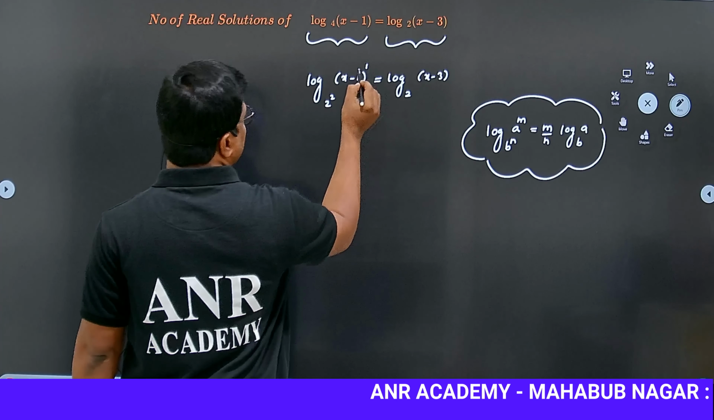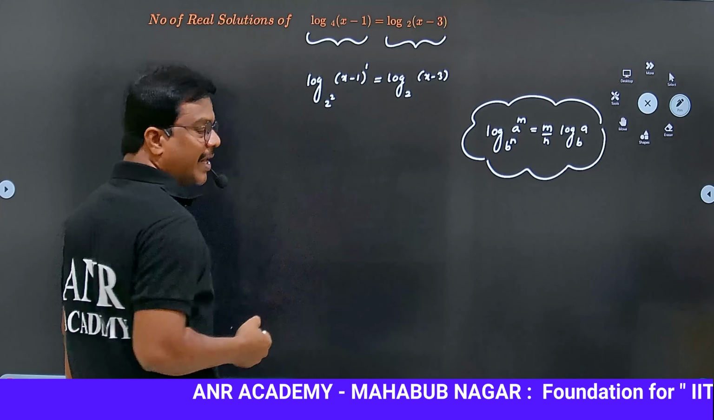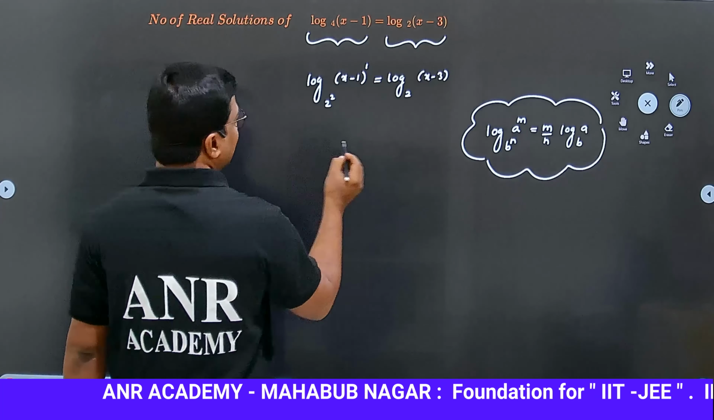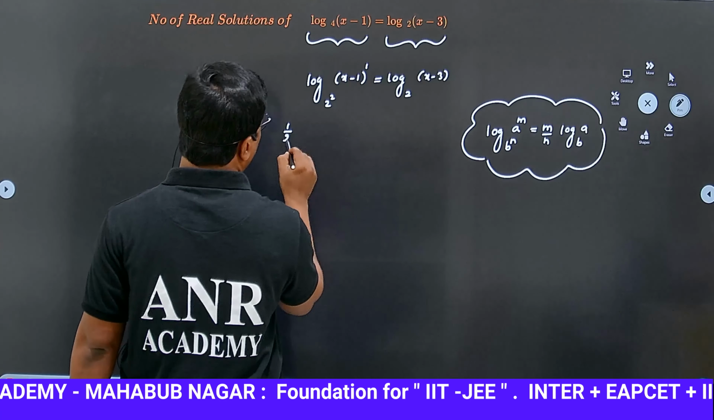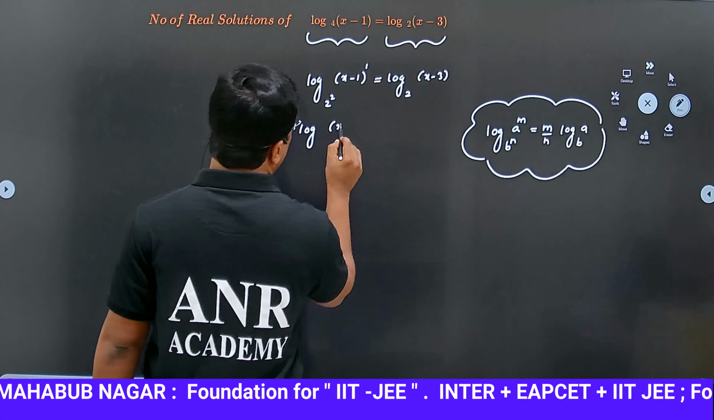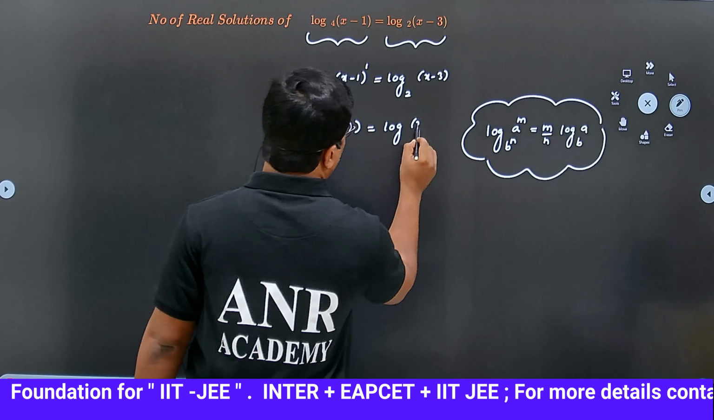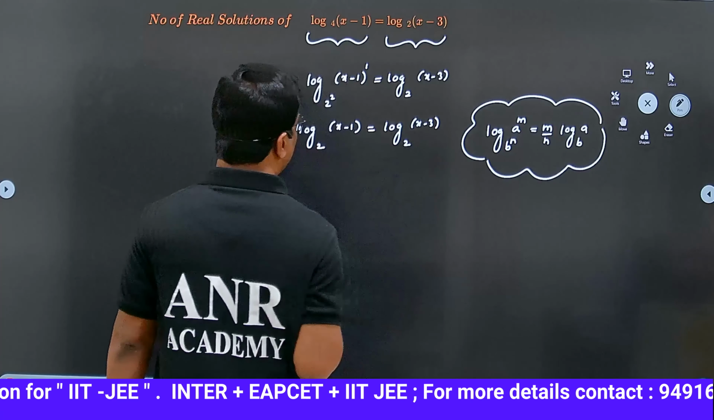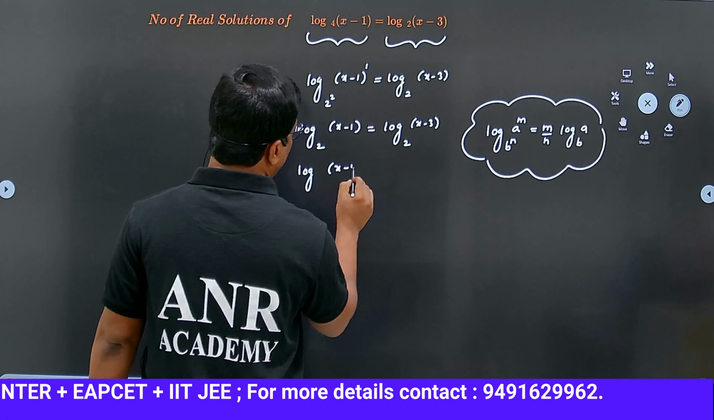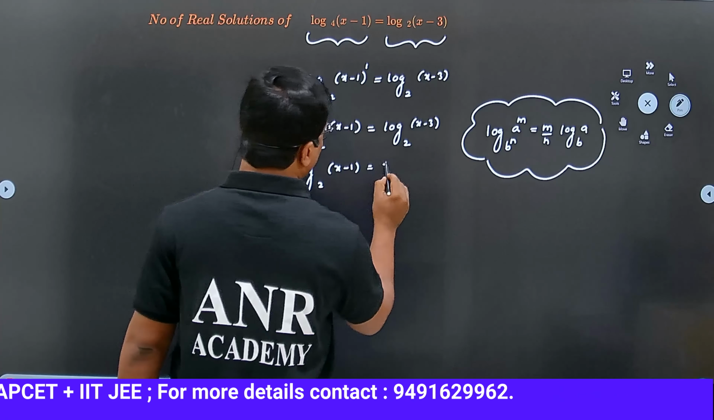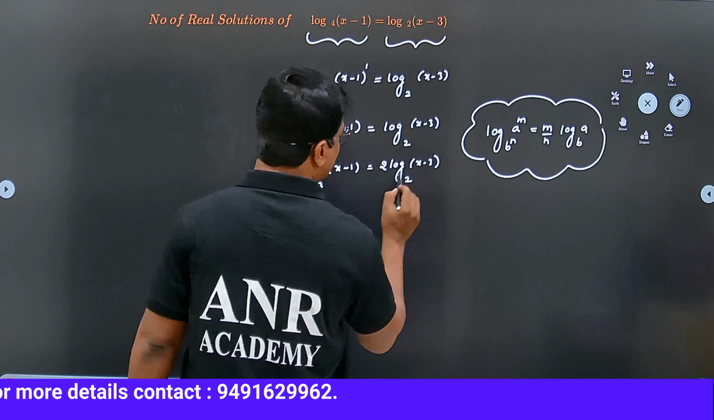here this is x minus 1 whole power 1, right? It looks like log a power m base b power n. So I am going to write the formula m by n log a base b, that is, here we get 1 by 2 log of x minus 1 to the base 2, and in the right hand side log of x minus 3 to the base 2. It can be rewritten as log of x minus 1 to the base 2 equal to 2 times log of x minus 3 with base 2.